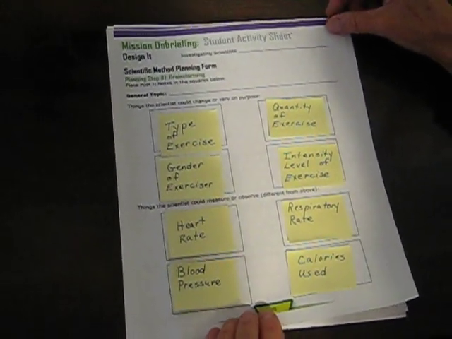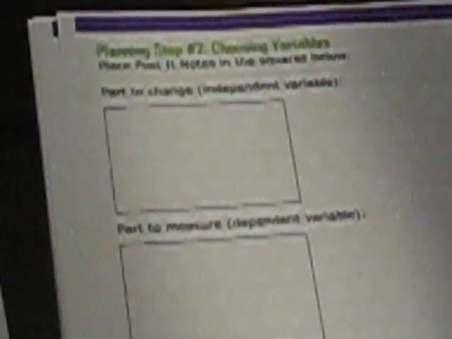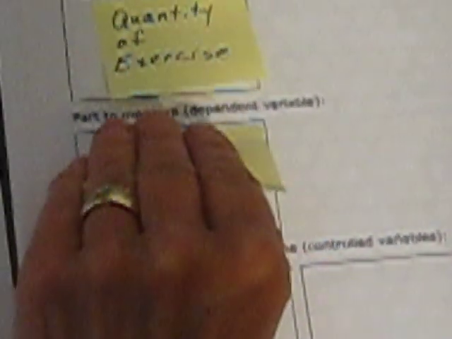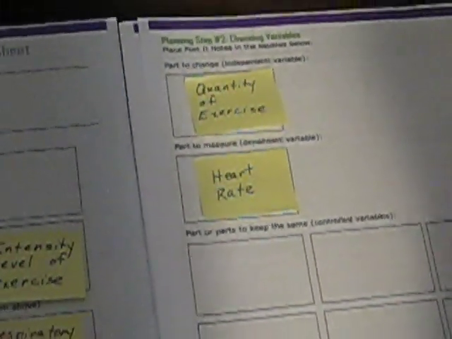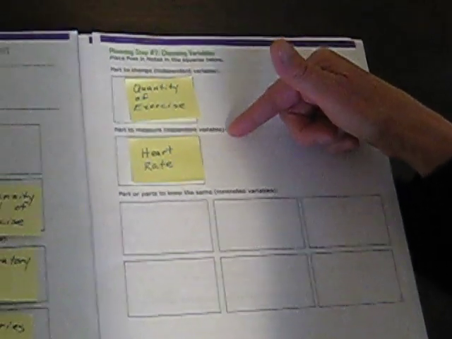Then I ask them to choose one for the next page that's going to be the part that they want to change. So they might change, for instance, the quantity of exercise. So I have them take their sticky tab from the first page and move it over here. And then I tell them to choose one that they want to measure or observe a change in. And they might do something like heart rate. So I move that sticky tab over. And then I say, okay, those are the two that we've chosen. That's going to become our independent variable and our dependent variable.